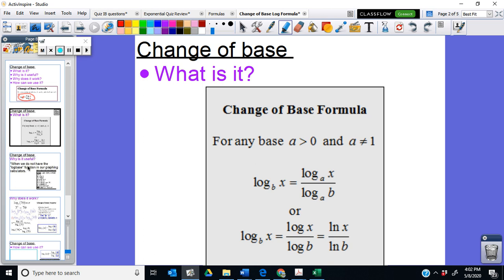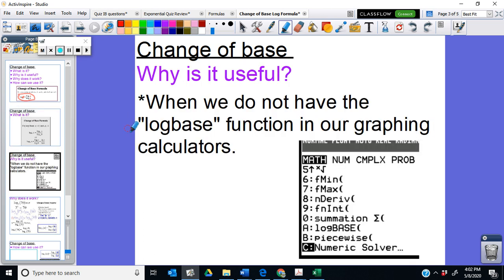Why is it useful? Well, what if you don't have this log-based function in your calculator? When you go to math and you scroll up or scroll down past number 10, if you don't see this log base in there, then you've got to use change of base. Otherwise, your values will not be as precise as those using this log base trick.